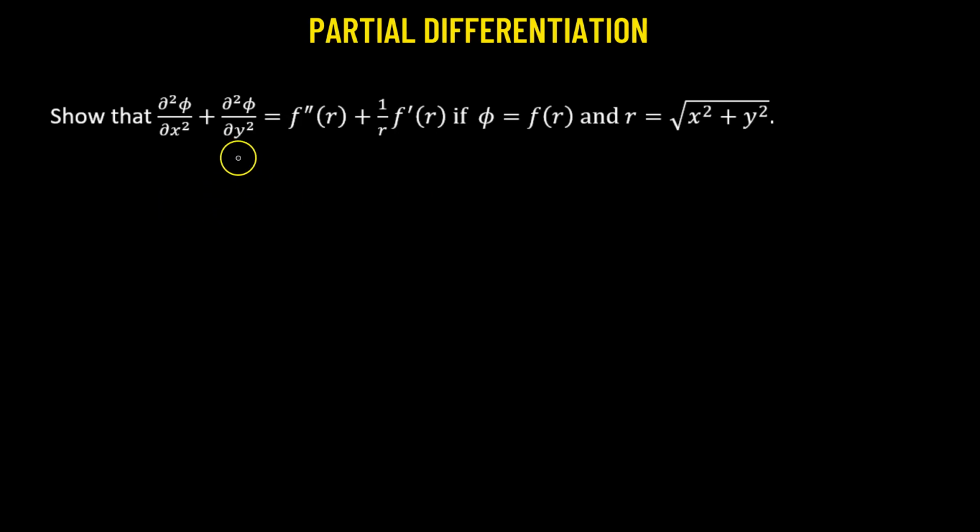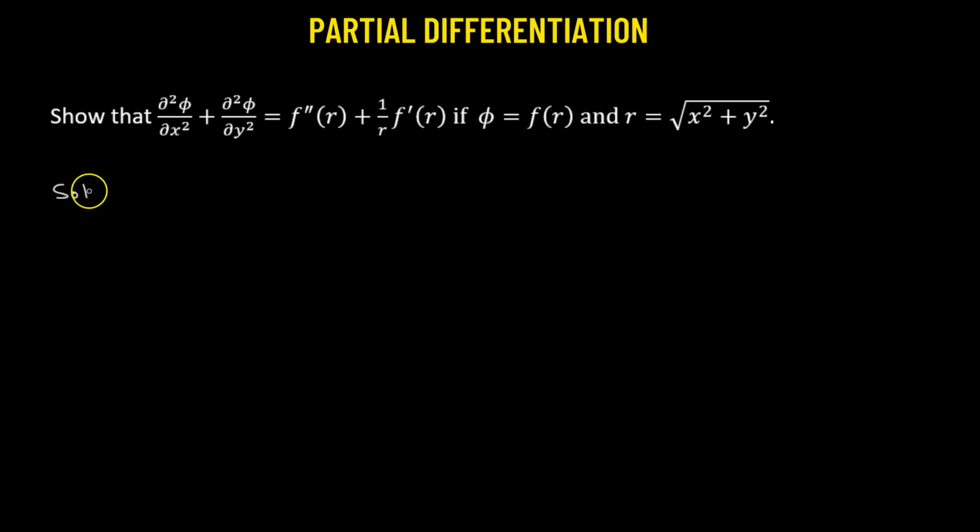So we have to show that the second partial derivative of phi with respect to x plus the second partial derivative of phi with respect to y is given by the second derivative of function f of r plus 1 over r multiplied by the first derivative of function f of r, given phi is a function of r and r is the square root of x squared plus y squared.